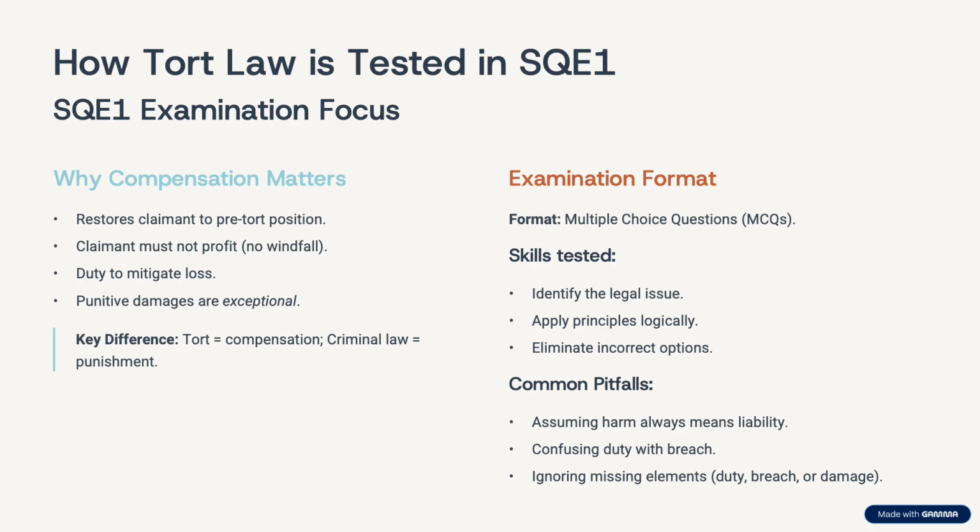Here is your SQE insight: watch for questions about damages where the claimant is trying to claim more than they lost or fails to take steps to reduce their loss. That's when the duty to mitigate kicks in. They must take reasonable action to limit their loss. And remember, punitive damages are unicorns. They exist, but you will almost never see them in negligence. So if a multiple choice answer says to punish the defendant, it's waving a red flag. Don't pick it. Tort is about fairness, not fury.